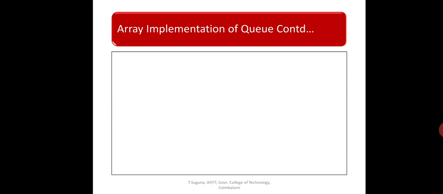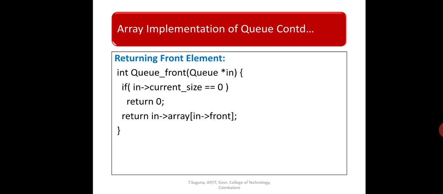Array implementation of queue is continued. This is returning the front element, the third operation. The element which is ready at the front to be serviced is returned by the front element operation. Here also the argument to be passed is the pointer to a queue. Check the condition whether the queue is empty or not. If it is empty, there is no element to return. If it is not empty, simply return the element which is present at the front pointer.